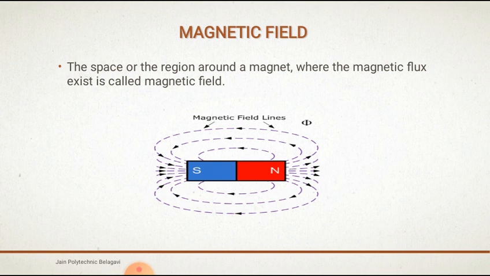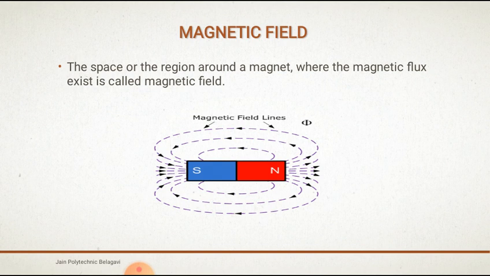The magnetic field around a magnet is represented by imaginary lines called magnetic lines of force as shown in the diagram. These lines help to show the direction and strength or intensity of magnetic field. Magnetic field is a physical quantity which has both magnitude and direction. Hence, it is a vector quantity.